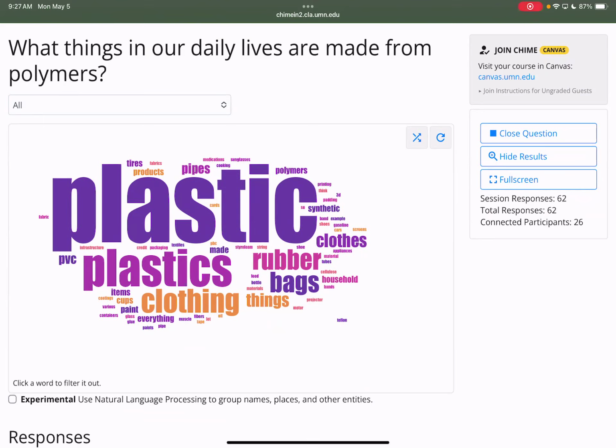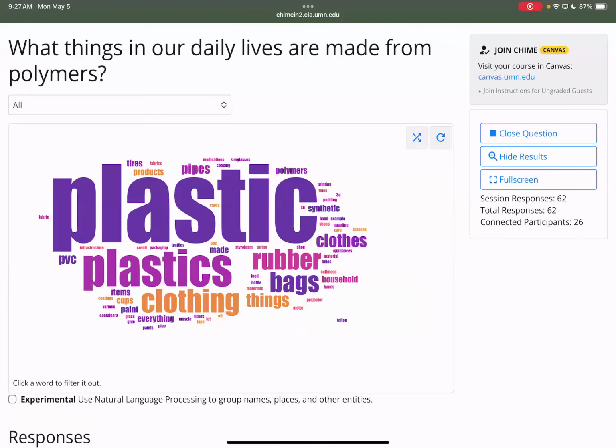What am I not seeing here? Yeah, cooking things, styrofoam, string. I'm not seeing things like the seat cushions that you're sitting on. Those are polymers. What else? Floss, that's a polymer. There are lots of different things that are polymers.